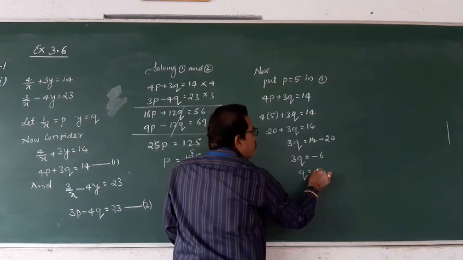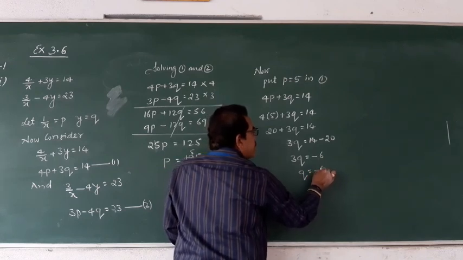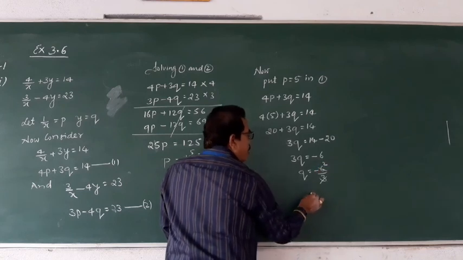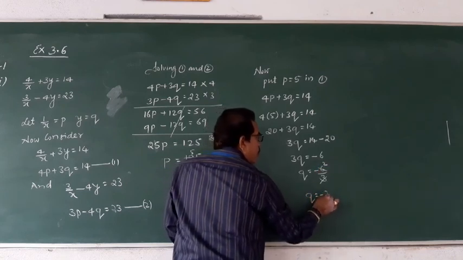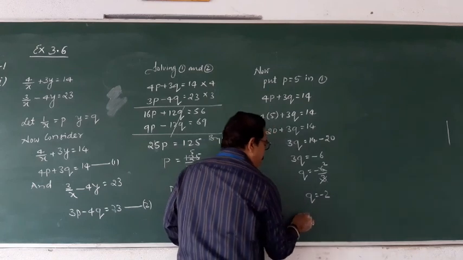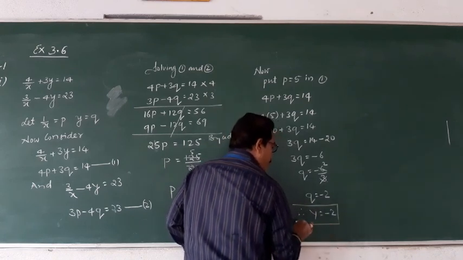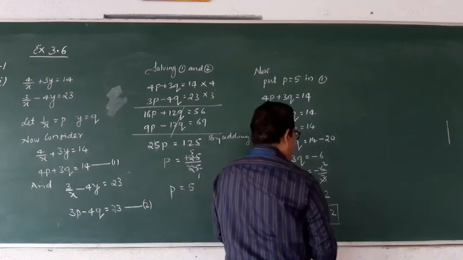Q equals to minus 6 divided by 3. 3 ones are 3, 3 twos are 6. That is q equals to minus 2. So therefore y equals to minus 2.